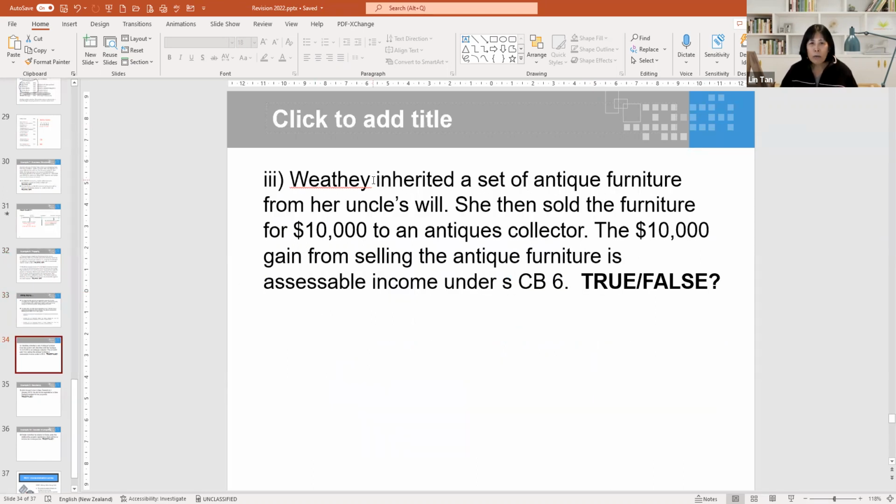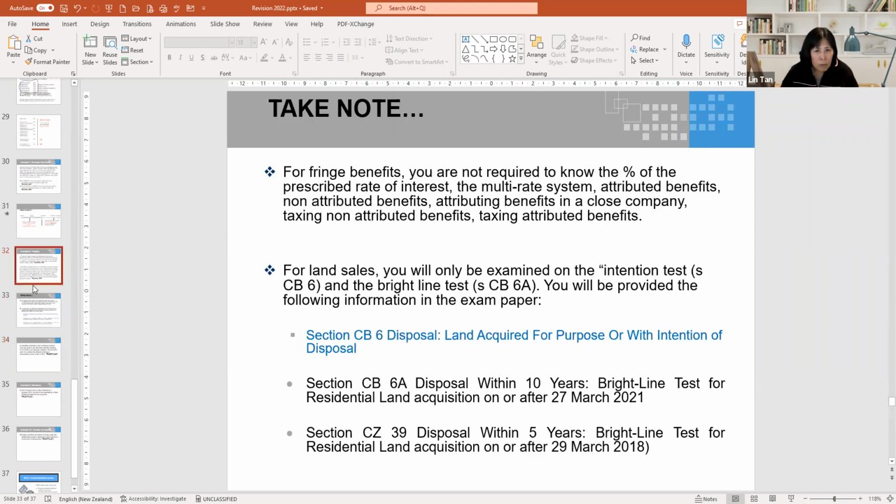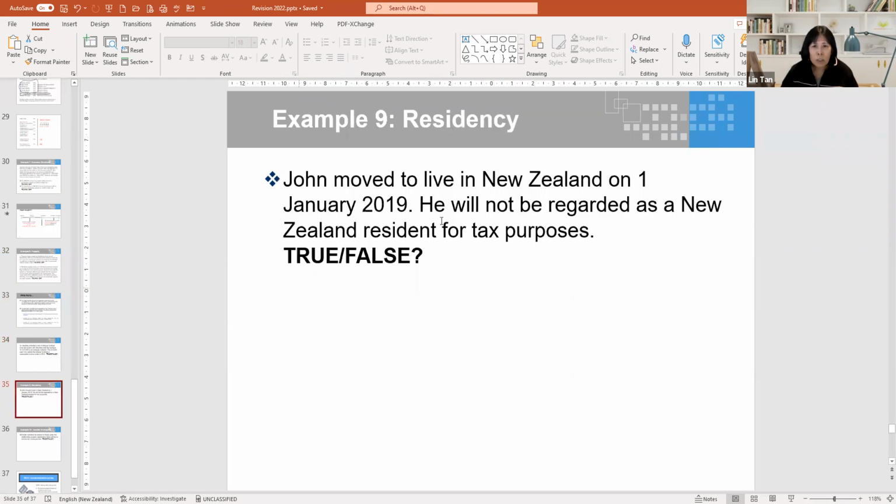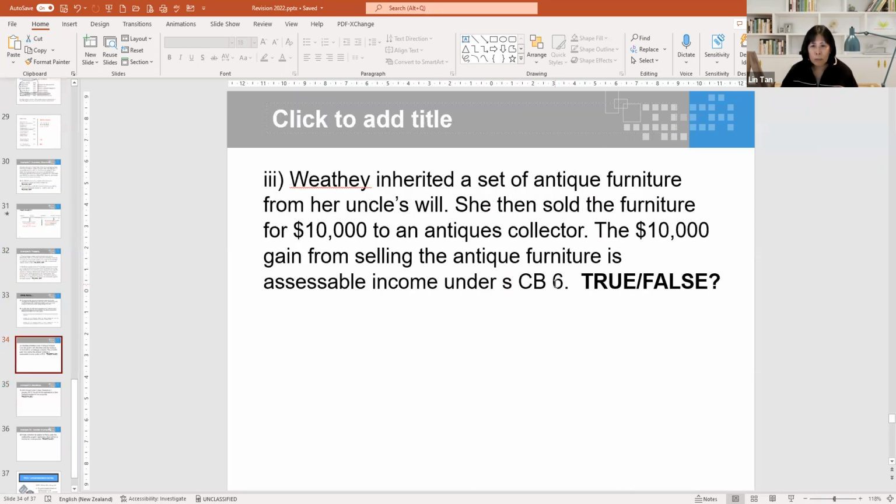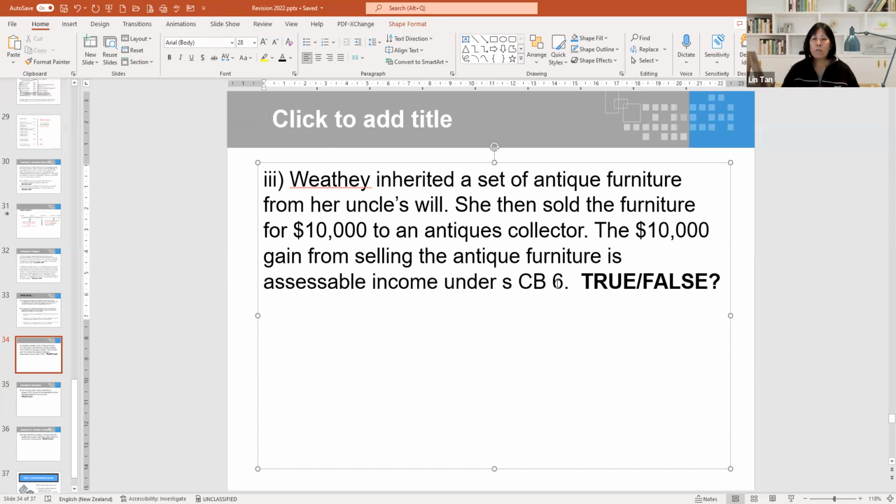Well, another scenario, she inherited antique furniture from her uncle's will. She then sold them for $10,000. The $10,000 from selling the antique furniture is assessable income under Section CB 6. I think I have put the section wrong. I should put Section CB. This one is Section CB4. CB4, all right? Because this is personal property.